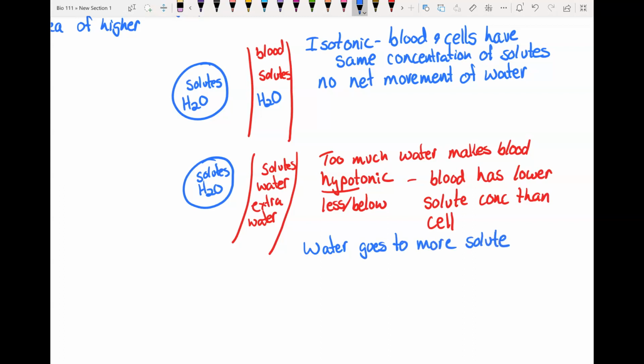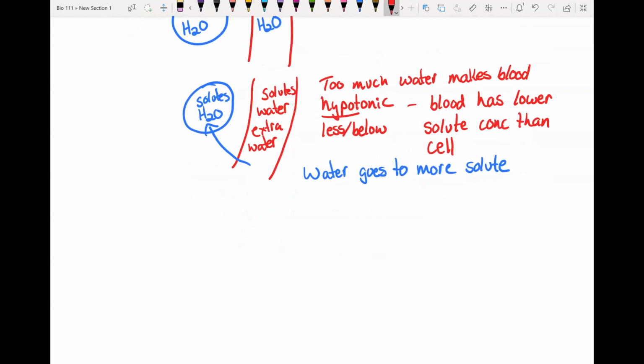So if you now have more solute in your cell than you do in your blood, that water goes into your cell. So you will now have extra water entering your cell. Well, this is really bad for cells to get too much water in them. Your cells will swell and burst.